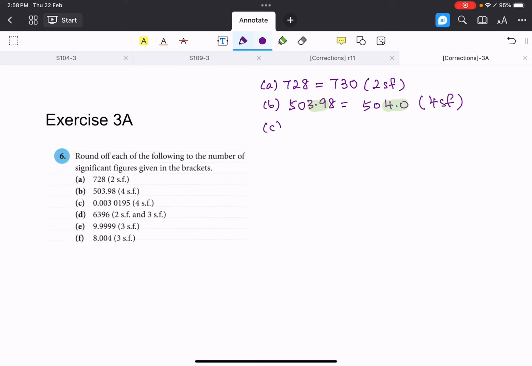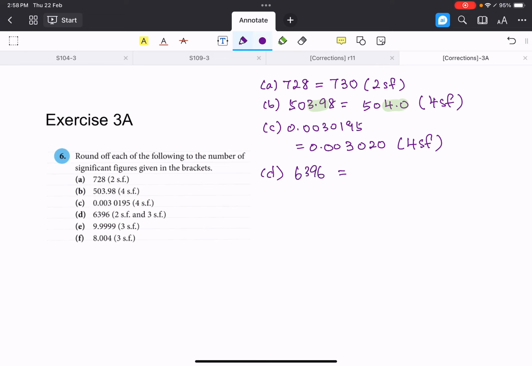Part C, we have a lot of decimal places here, 0.003015. Similarly, when we round this off to four significant figures, the first significant figure actually starts from 3. So 3, 0, and now the 19 we round up to 20. That's how it will look like. Four significant figures.